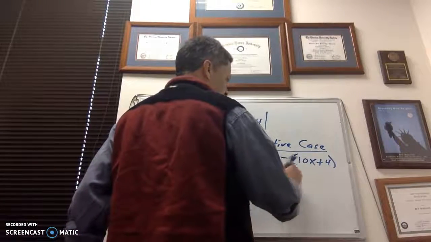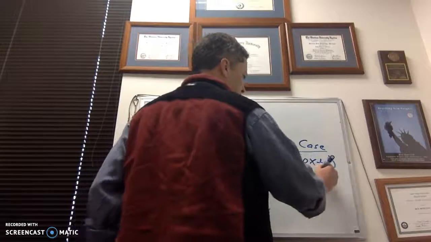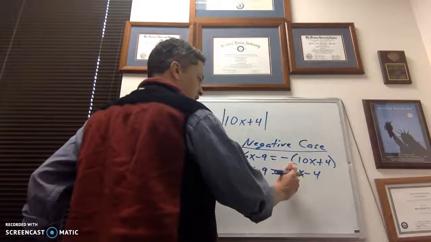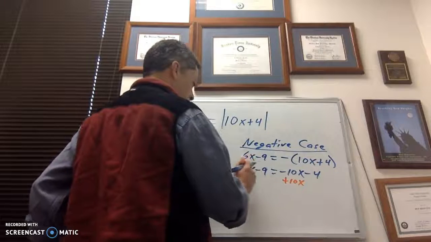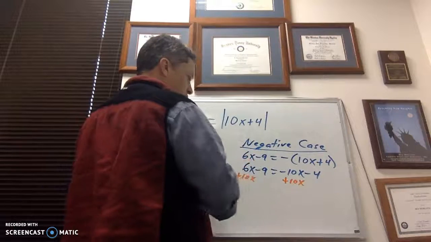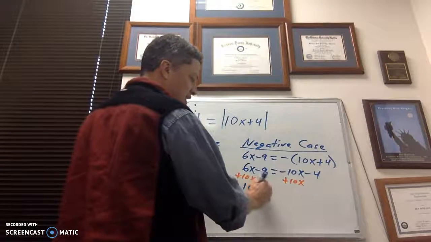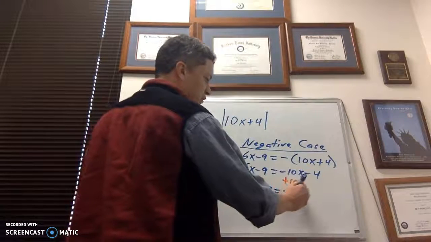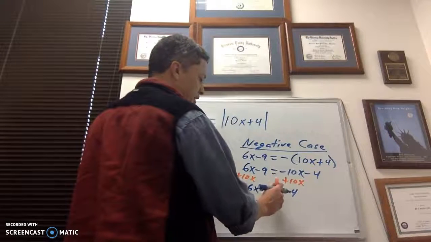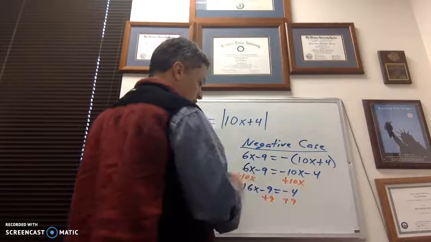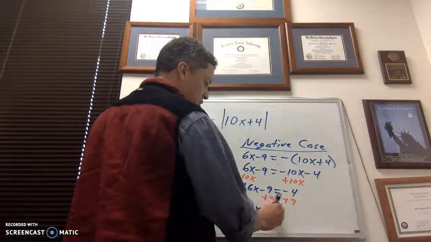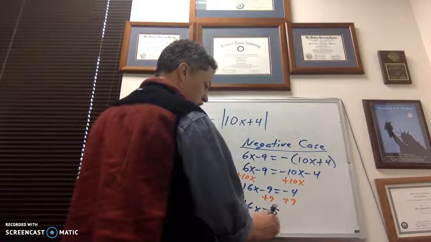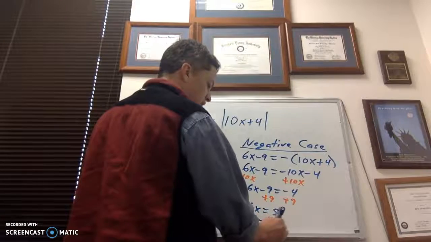6x minus 9 equals negative 10x minus 4. I'll do the same thing I did before where I add 10x to both sides. Only notice this time I've got 16x minus 9 equals negative 4. Now I'll add the 9 to both sides. 16x equals 5, so x will equal 5/16.